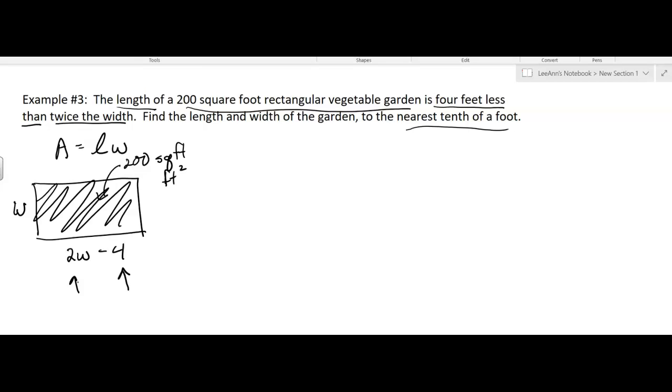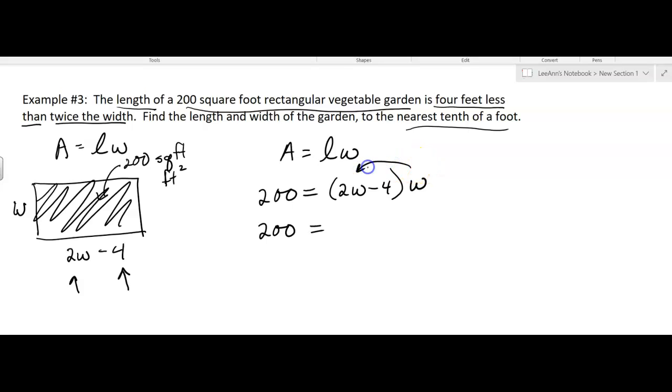All right, so now I've got a width, I've got a length, so I can say my area, I'll rewrite this. My area is 200. My length is 2w minus 4, and my width is w. Okay, so I'm going to distribute on the right-hand side. I get 2w squared minus 4w.